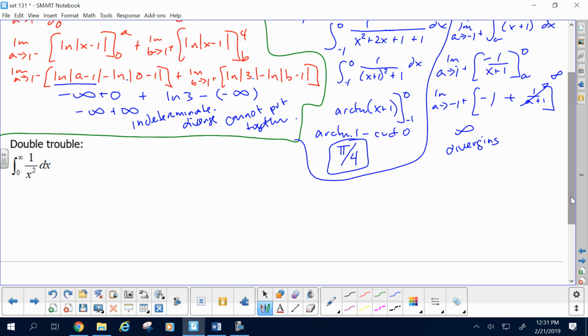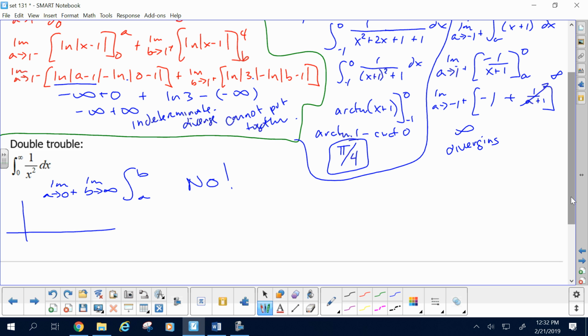All right, last but not least, this has two problems to it. It has a discontinuity on the left and an infinite bound on the right. This is what students want to do. They say let a go to 0 from above and b go to infinity, and that is most definitely not a thing. This is not something you do. It is not how it's done. Instead, this is how it's done.